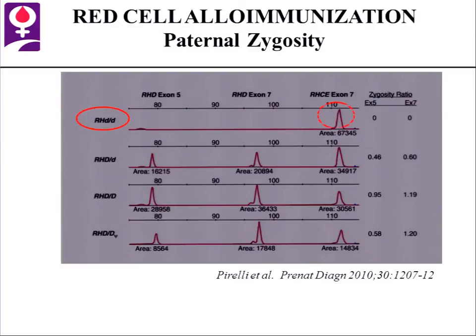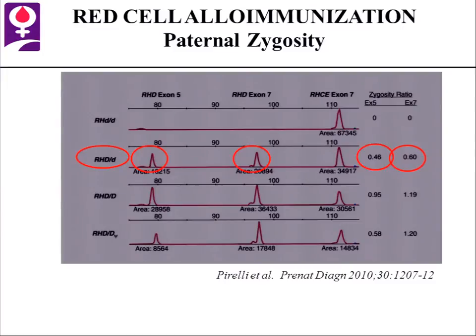I'll demonstrate this one, where we can use the RHD exon 5 and 7 with quantitative PCR, and also look at a control RHCE exon and compare peaks. So that's a negative. That panel shows a negative individual with only a peak in RHCE exon 7. And then on the next horizontal panel, we see a heterozygous individual. So there are peaks found in the D gene exon 5 and 7, but they're about half as tall on quantitative PCR as the internal RHCE exon 7.